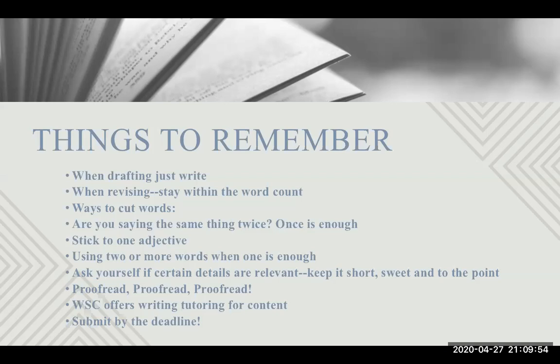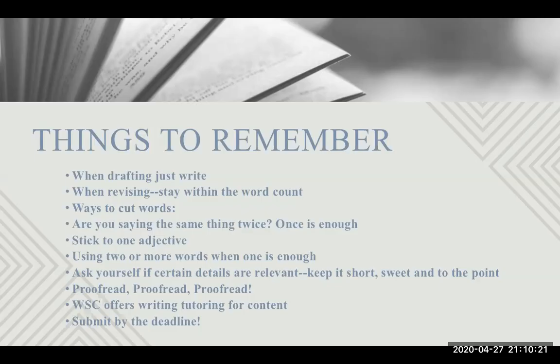Are you using 2 or more words when, again, once is enough? Staying concise. Ask yourself if certain details are relevant. Again, we just want to keep it short, sweet, and to the point. Something you can try is to take out the part and maybe ask a friend or a family member, hey, if you just read this, do you still understand what I'm trying to say?